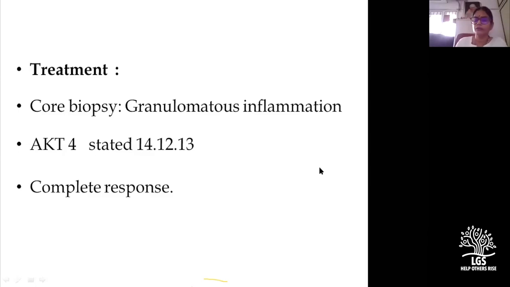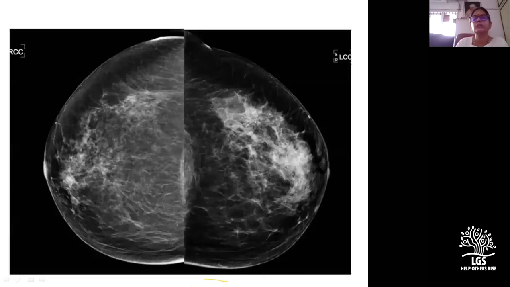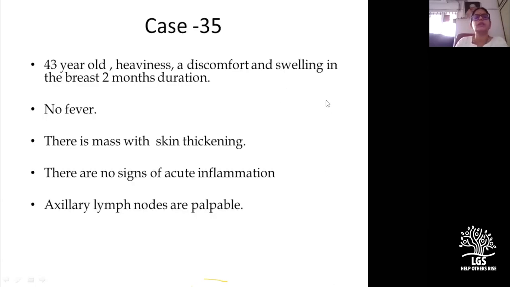So I think we can discuss this. So this is one other similar case. 43, heaviness, discomfort in the breast, 2 months duration. There's no fever. There is a mass to feel with skin thickening.